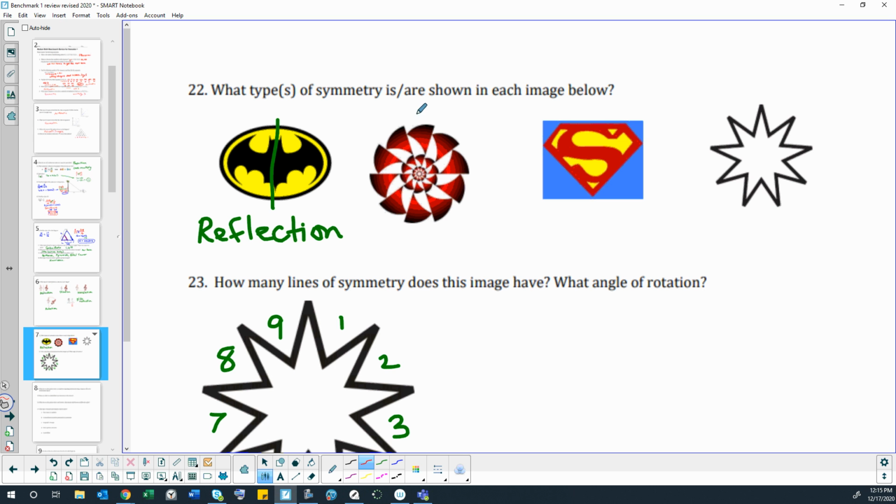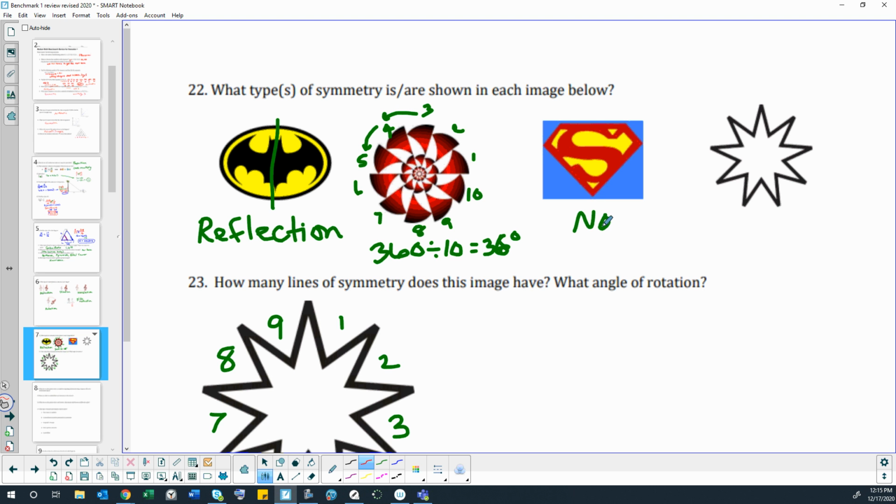This one has rotation symmetry because as we rotate it around, each little piece looks the same. There's a pattern here of 10. So 1, 2, 3, 4, 5, 6, 7, 8, 9, 10. So that means that it would rotate every 36 degrees because we would go 360 divided by 10. So that's a 36 degree rotation.